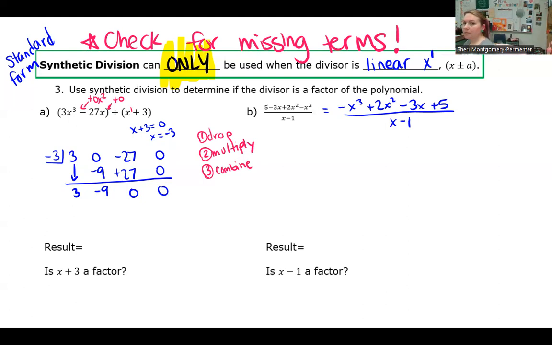So there's 3 steps to this problem. You drop, you multiply, and then you combine. I specifically said combine. I was going to put add, but I don't want you guys to be confused because sometimes you add a negative number. You're just combining like terms on the columns. So you drop, multiply, combine. And combine just means add or subtract.